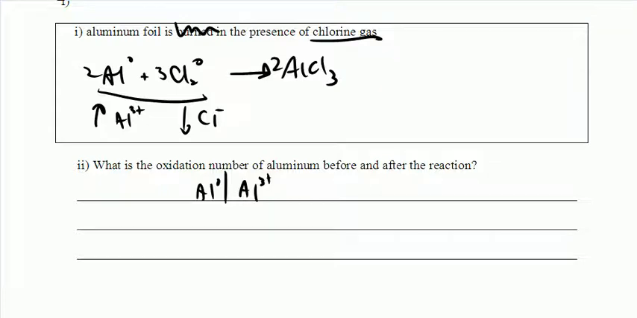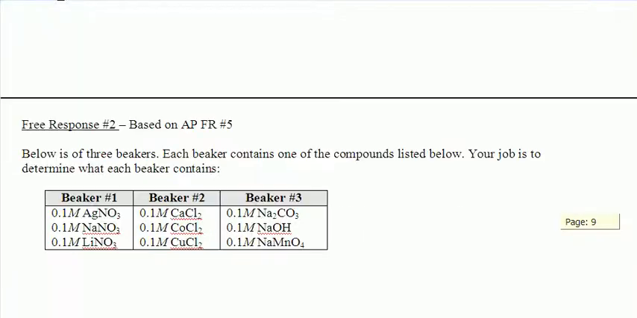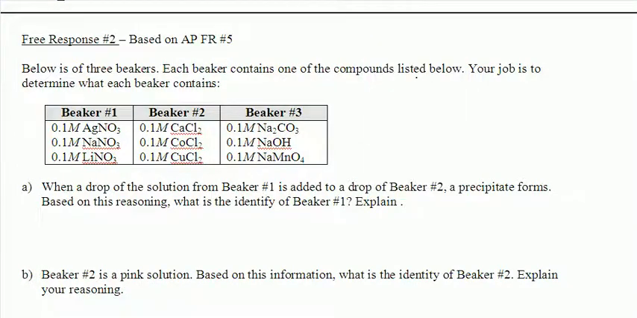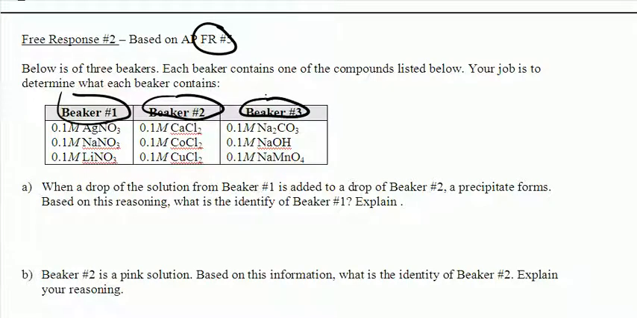Alright, hopefully we should be able to get through this in this video. Going down to the last problem. This is the lab problem. Free response 5 is always a lab problem. It says we got 3 beakers, beaker 1, beaker 2, and beaker 3, and they all contain one solution. Our job is to figure out which it contains.